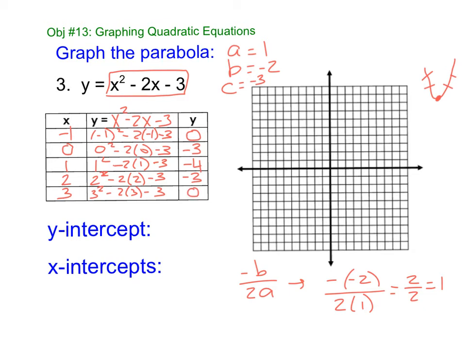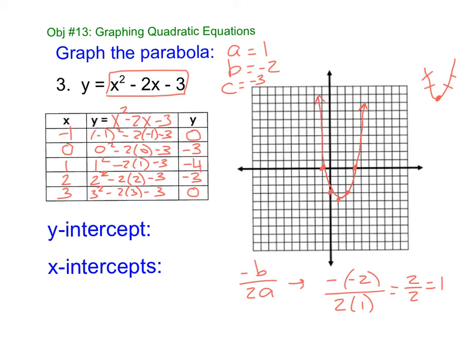Okay, so now plot those points. So I get negative 1, 0; 0, negative 3; 1, negative 4; 2, negative 3; 3, 0. And then again, we can extend it if we want. We want to plug in 4, we want to plug in negative 2, we could do that also to get some more points on this graph. Now, take a look at the y values and tell me what you notice.